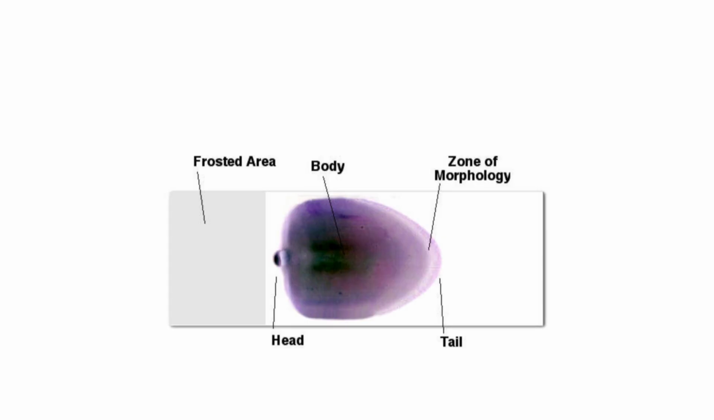Now this is just a picture of what a slide is. So usually in the frosted area there is a slip, the number slip, to record the patient's identification number. Then we have the head of the smear, the body of the smear, and the tail of the smear. Examine the cells towards the tail side, but not towards the extreme end.